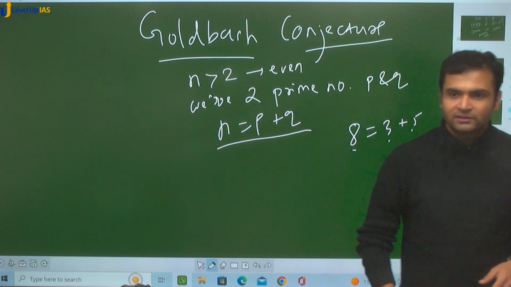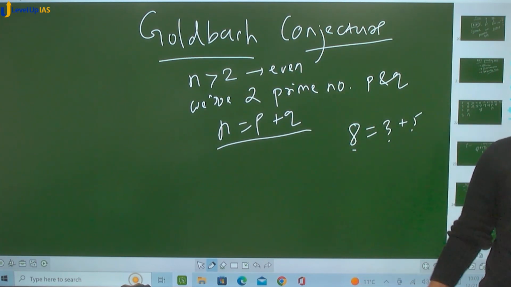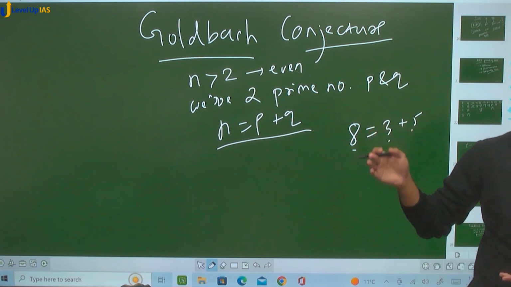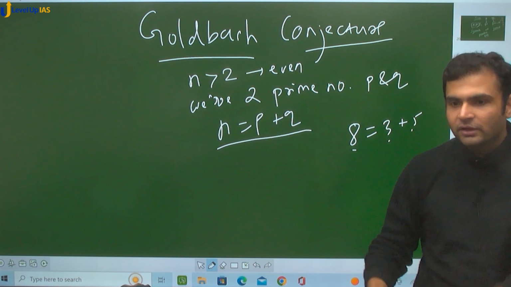You have to prove it, not check it. Is it possible for all numbers or not? We can check. There are supercomputers that have verified this for millions of numbers. But we need conclusive mathematical proof.